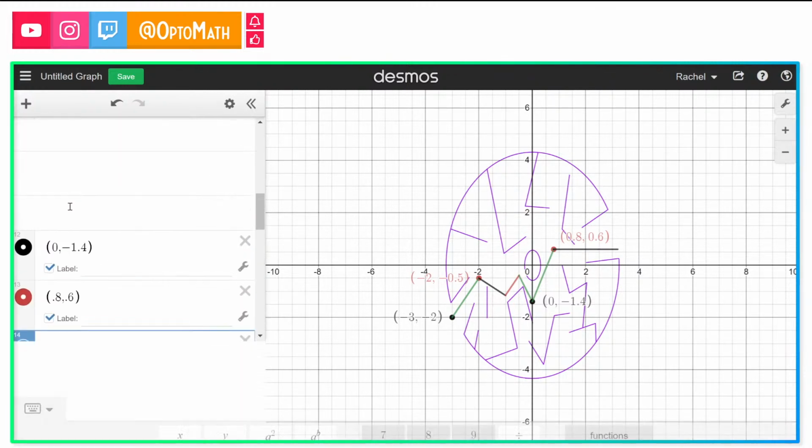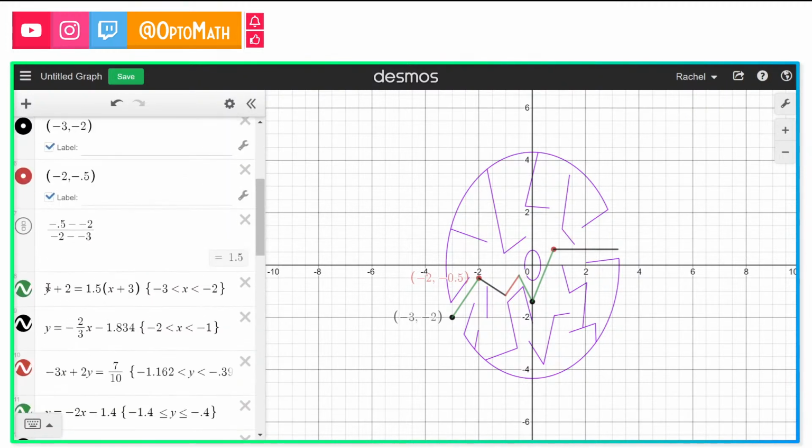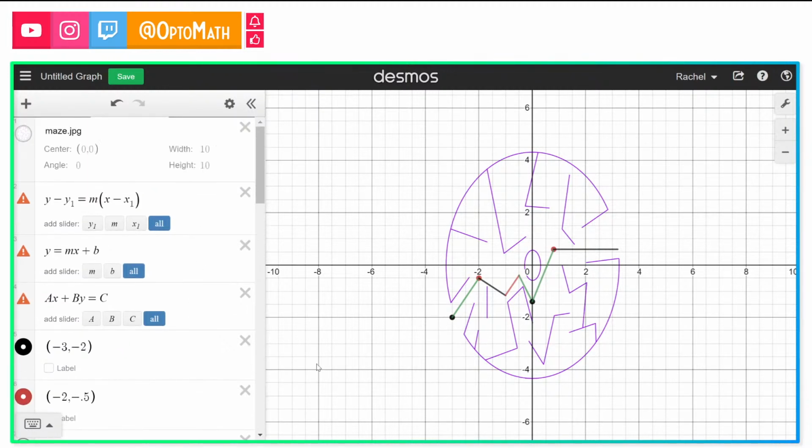Let me hide my points that are labeled, just so we can see the maze solved itself without all those extra numbers. Okay, there it is. Looking gorgeous, looking gorgeous. Okay, so we're done with the maze.